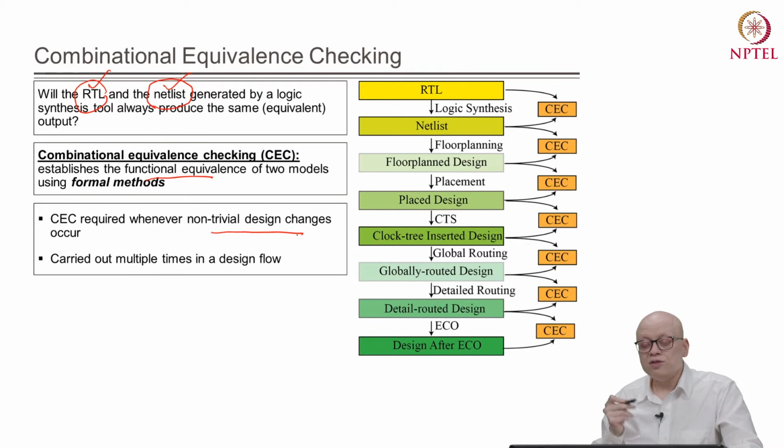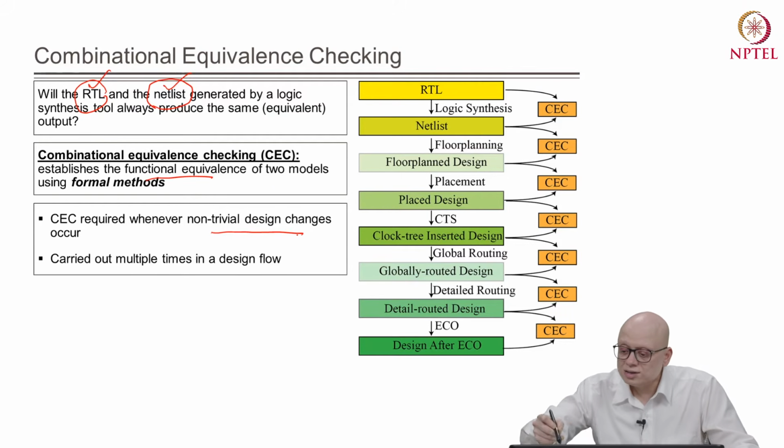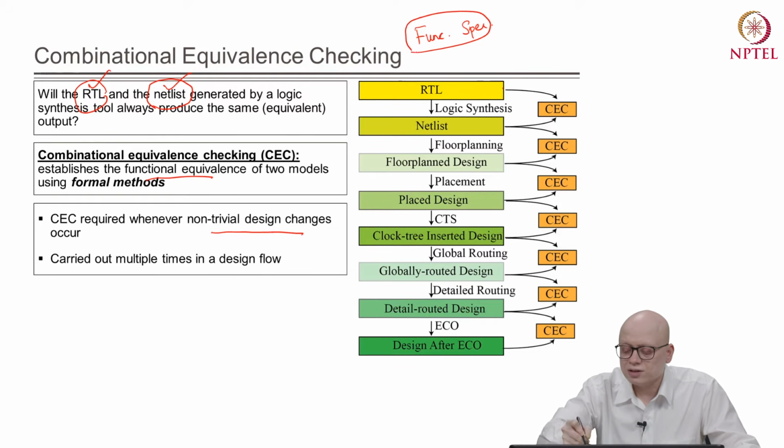To give you an illustration of how we use combinational equivalence checking, we can start with an RTL and a netlist. First, we discussed that we had a functional specification. We established that this functional specification was being delivered by this RTL using simulation and also using model checking.